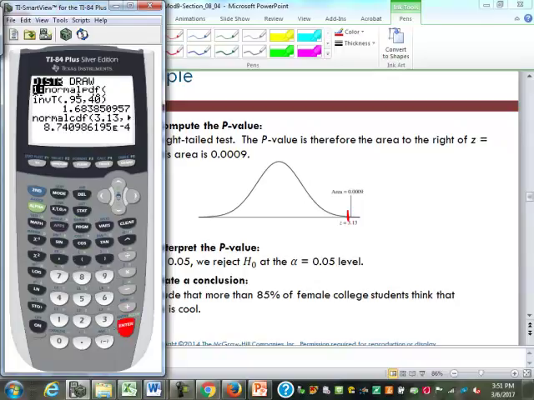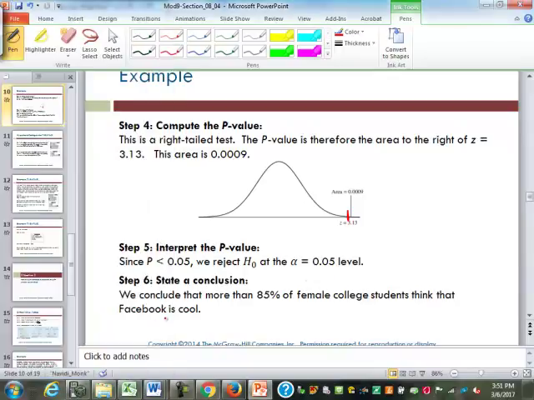That's extremely small, 0.00087. This is 0.0009 is what they're rounding it to. So definitely the p-value is smaller than 0.05. So we reject the null hypothesis and conclude that, yeah, more than 85% of female students think that Facebook is cool.